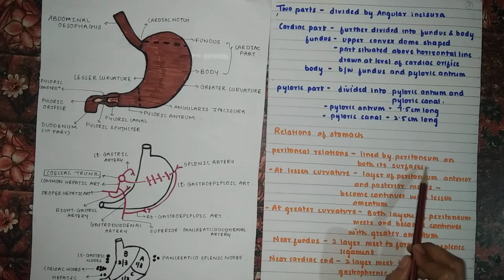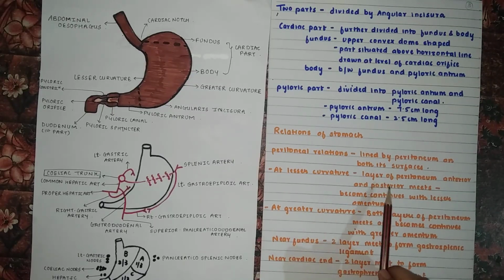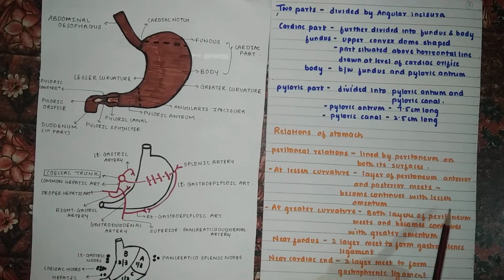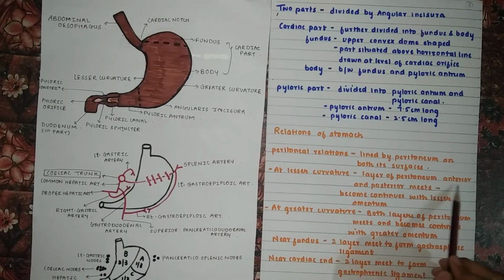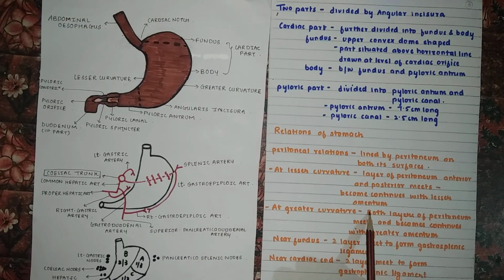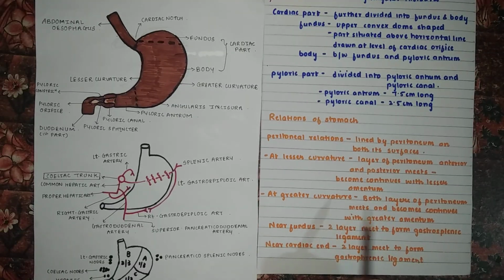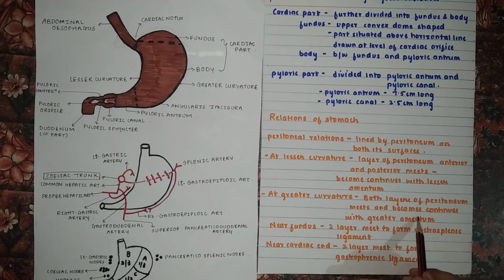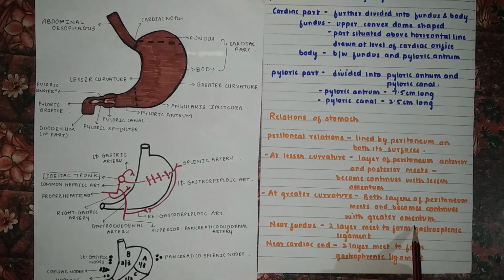Relations of the stomach: peritoneal relations. It is lined by the peritoneum on both its surfaces. At the lesser curvature, the anterior and posterior layers of peritoneum meet and become continuous with the lesser omentum. At the greater curvature, both the anterior and posterior layers of peritoneum meet and become continuous with the greater omentum.